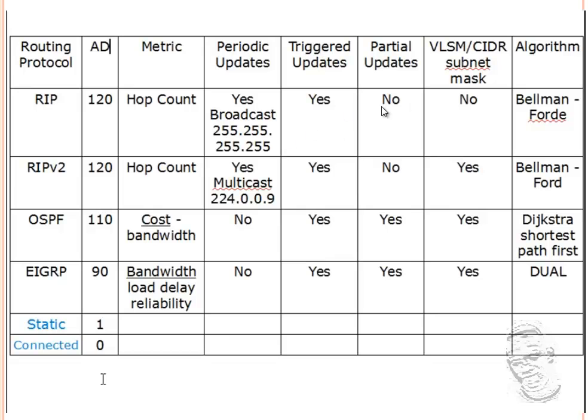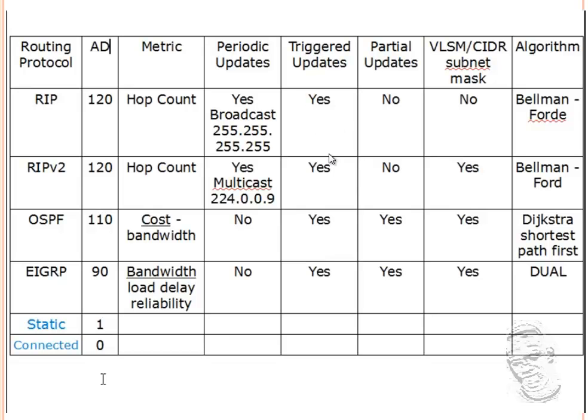Right, all of them use triggered updates, and when we talk about the concept of triggered updates, for example, RIP sends out its entire routing table to neighbor devices. Okay, however, it doesn't do partial updates. However, OSPF and EIGRP do what you call partial updates. Triggered updates, in terms of like every 30 seconds, would send out a trigger to let its neighbors know.